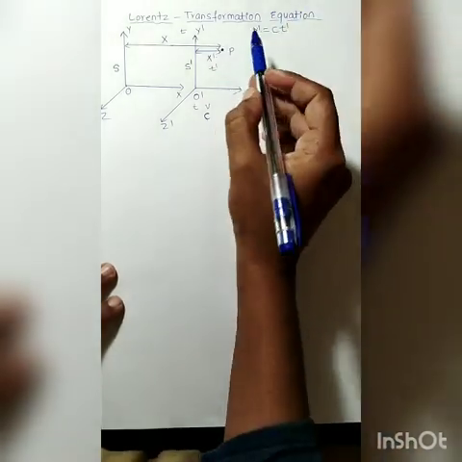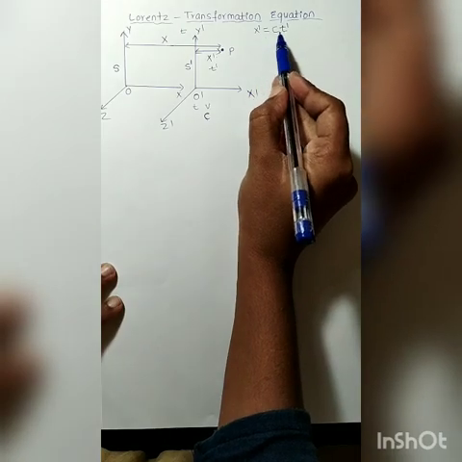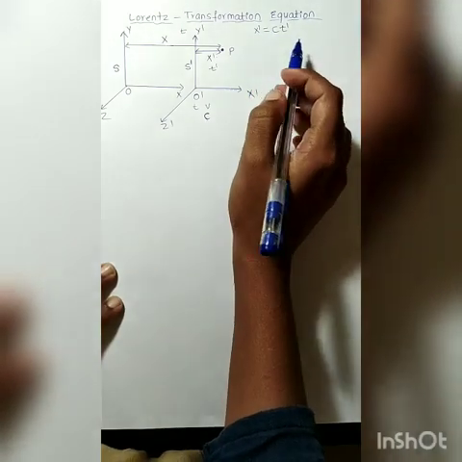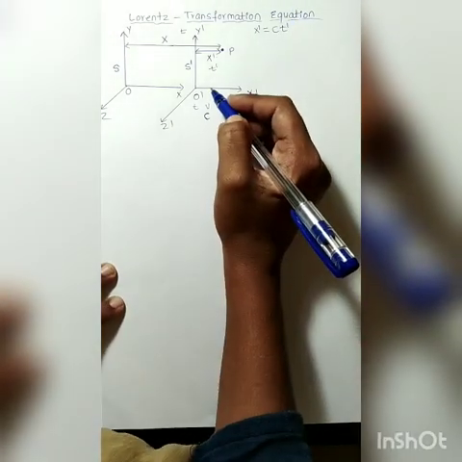T dash. So we got distance is equal to velocity into time. So x dash is equal to c into t dash. This is the first equation we got.